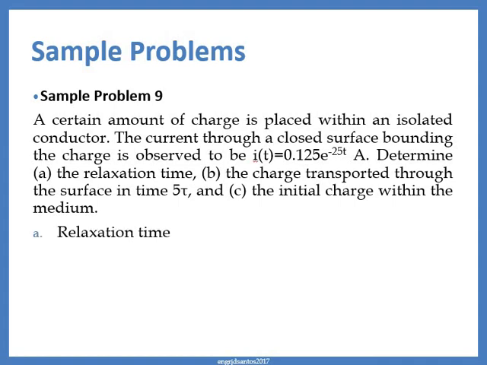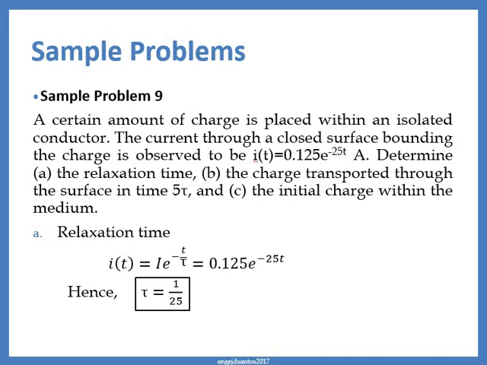So to solve for letter A, which is the relaxation time tau, we can look at the instantaneous current equation given by 0.125 times e raised to negative 25t and compare it with the general equation for the instantaneous current, which is given by the amplitude I times e raised to negative t over tau, where tau is the relaxation time. By comparing these two expressions, we can conclude that the relaxation time tau is 1 over 25 seconds.